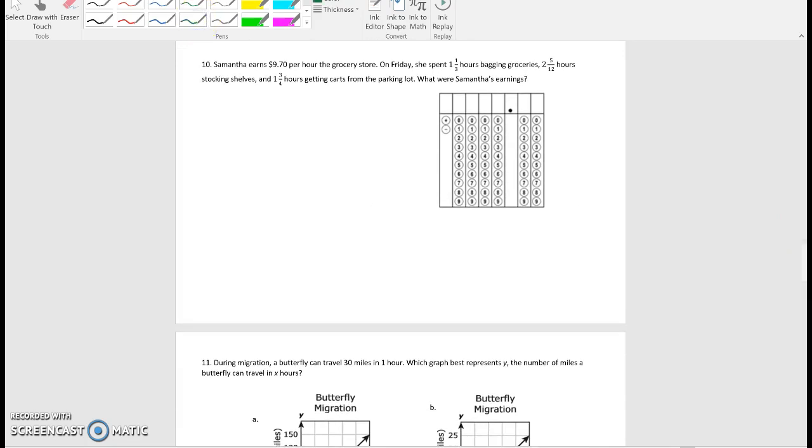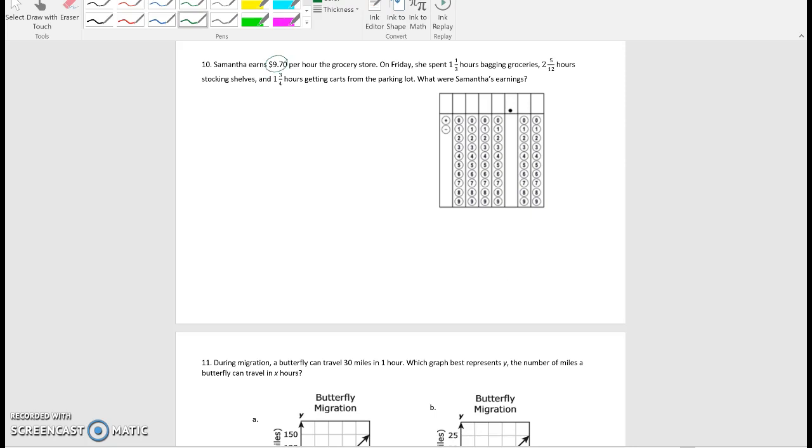Question 10. Samantha earns $9.70 per hour at the grocery store. On Friday, she spends 1 1/3 hour bagging groceries, 2 5/12 hours stocking shelves, and 1 3/4 hours getting carts from the parking lot. What were Samantha's earnings?